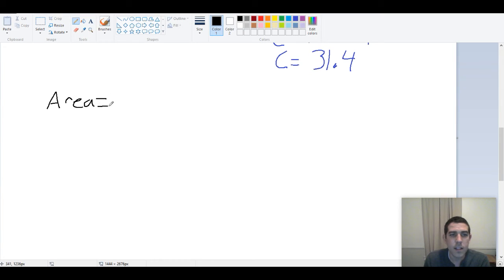Area is equal to r, so we're using the radius again, but this time instead of multiplying by 2, we're going to square it. We're going to square the r and then multiply it by pi. So we still multiply by pi, but first we need to square the r. And what does that mean exactly, square it? Square it means to multiply by itself.